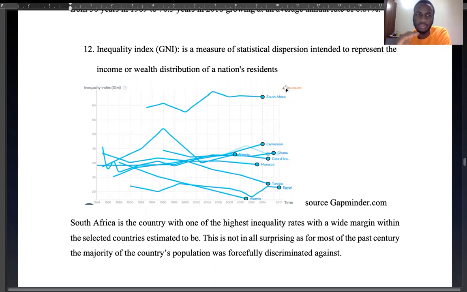So, I will be talking about the next economic indicator, which is on the list, which is the inequality index, also known as the GINI coefficient. It's a measure of statistical dispersion intended to represent the income or wealth distribution of a nation's residents.